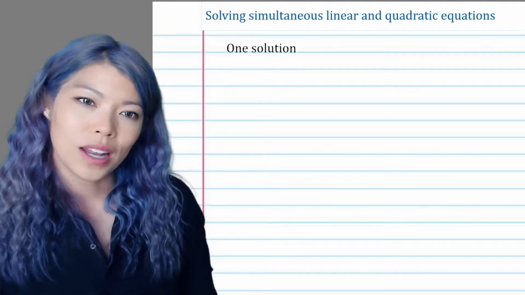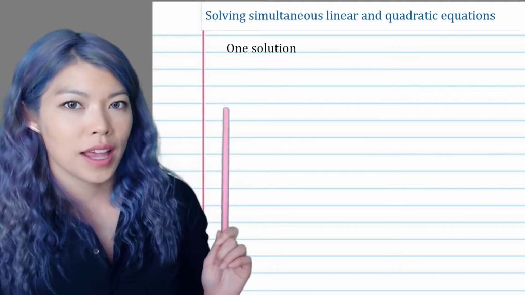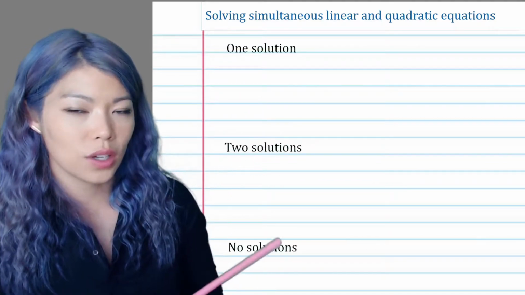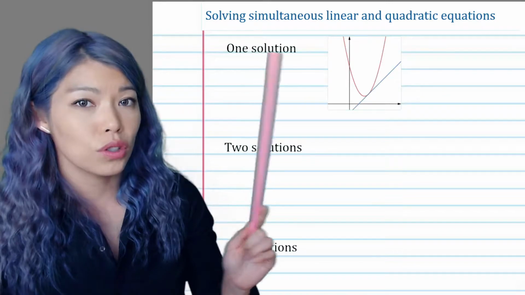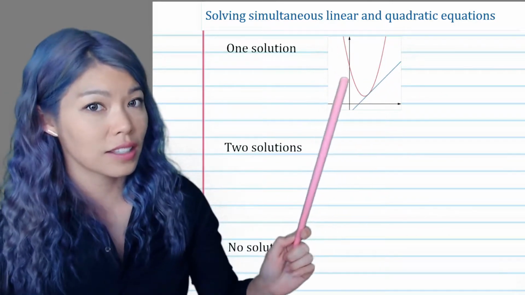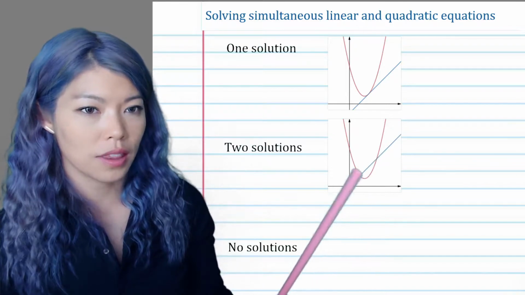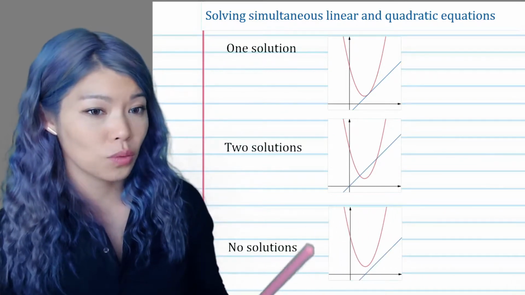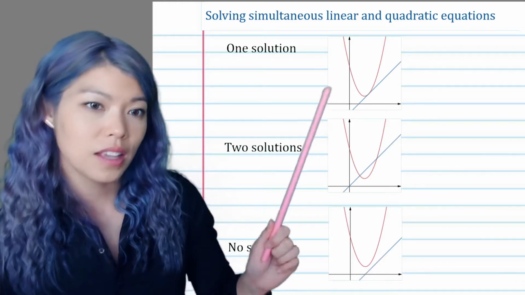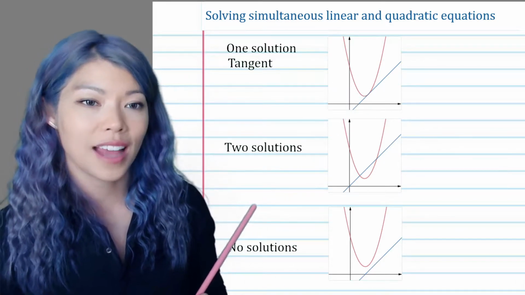So what do they look like? There will be equations that have one solution, two solutions, and no solutions. When it's one solution, it's when the two graphs just touch. When it's two solutions, it's when they cross, and our solutions are the intersections. And no solutions is when the graphs don't touch at all. This one has a special name. It's called the tangent.